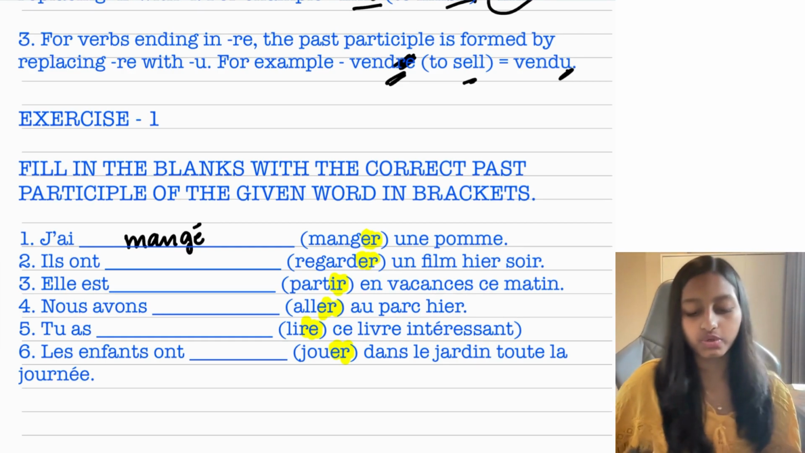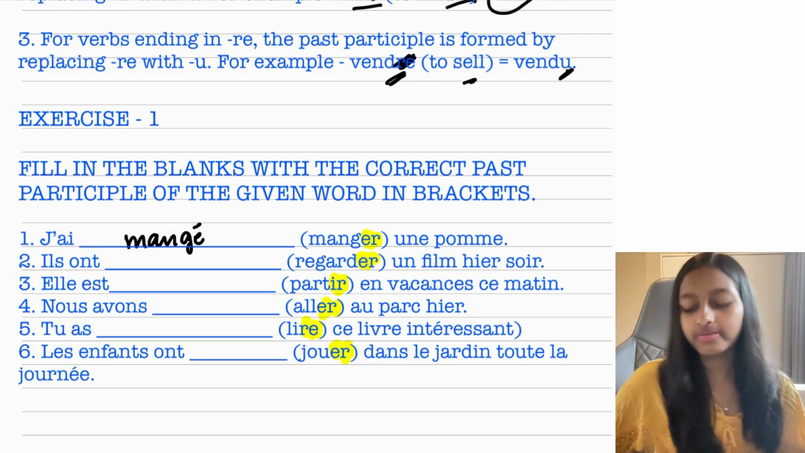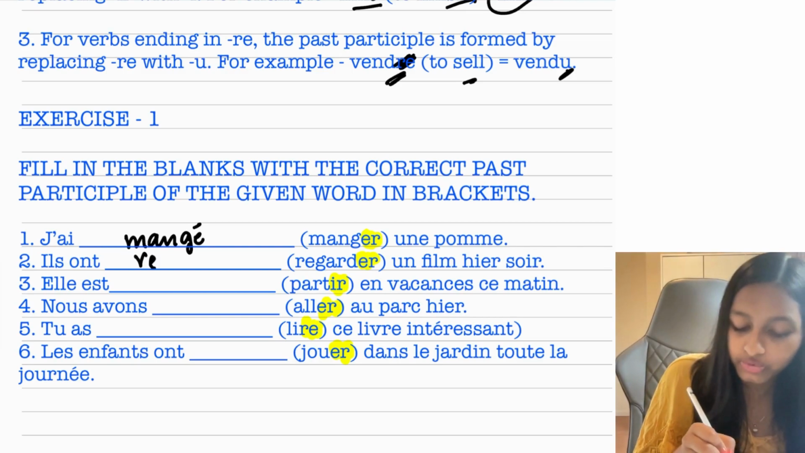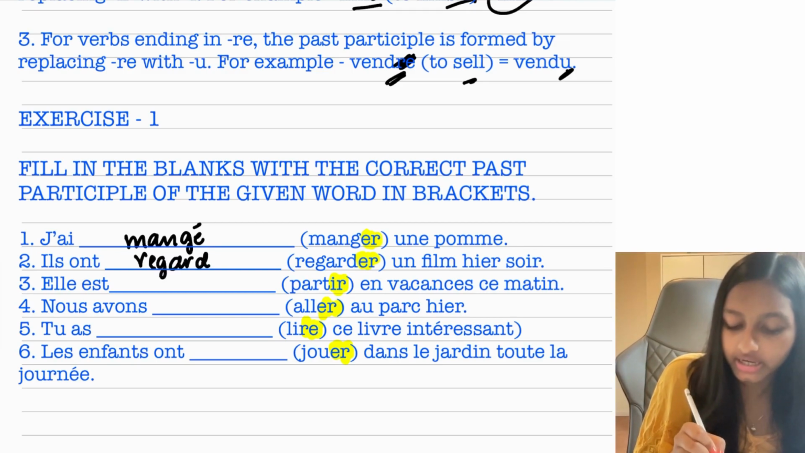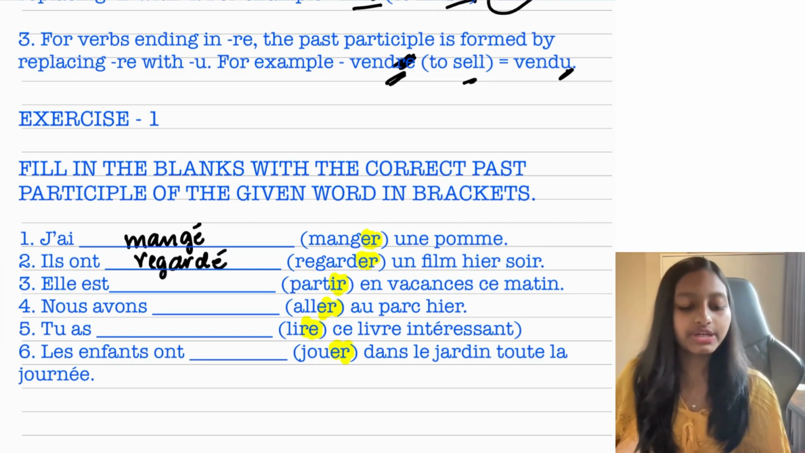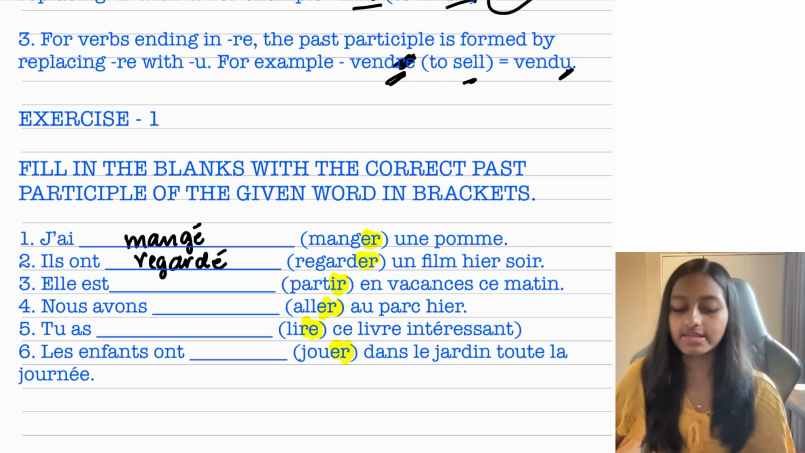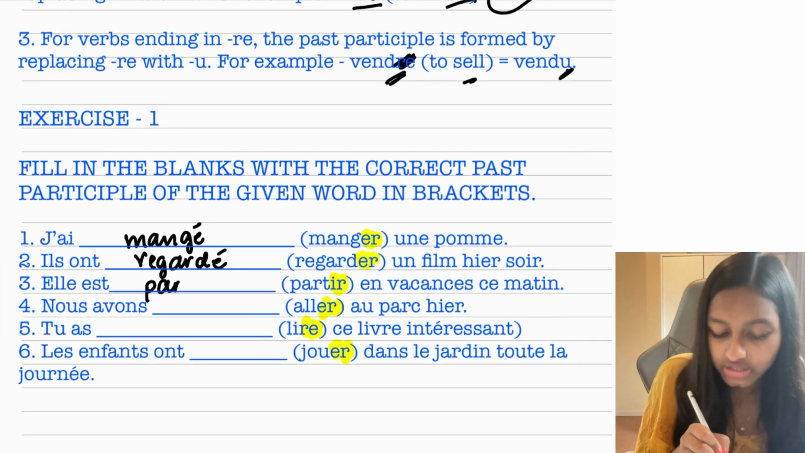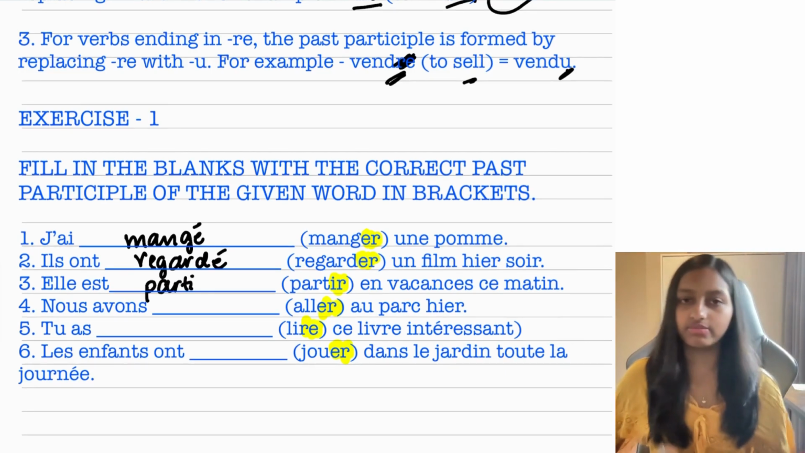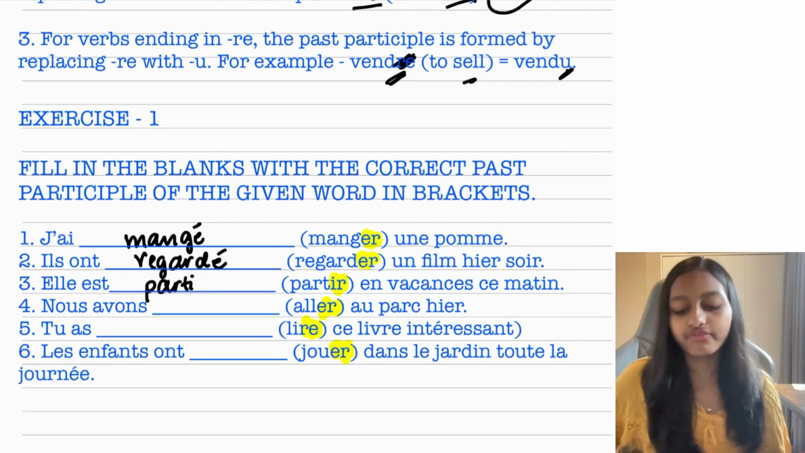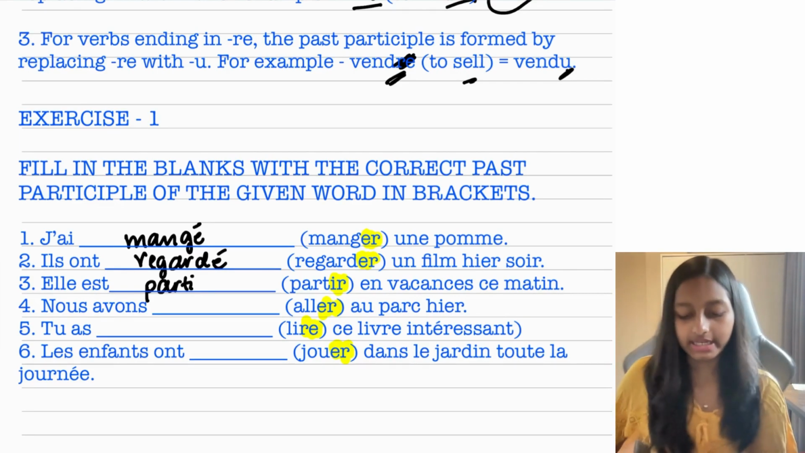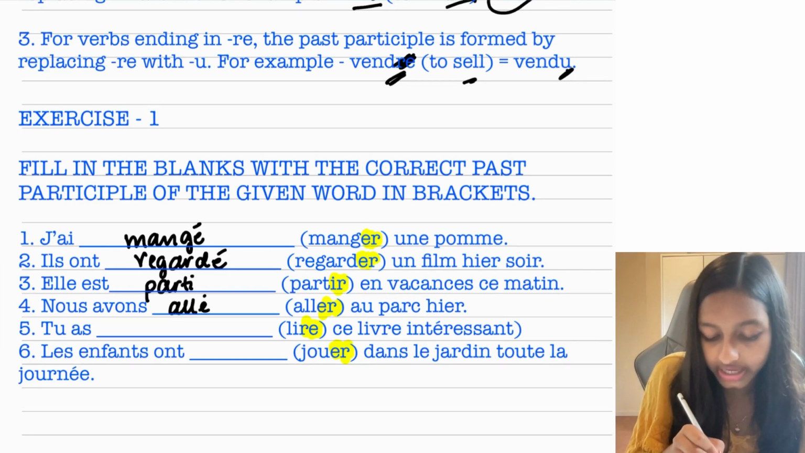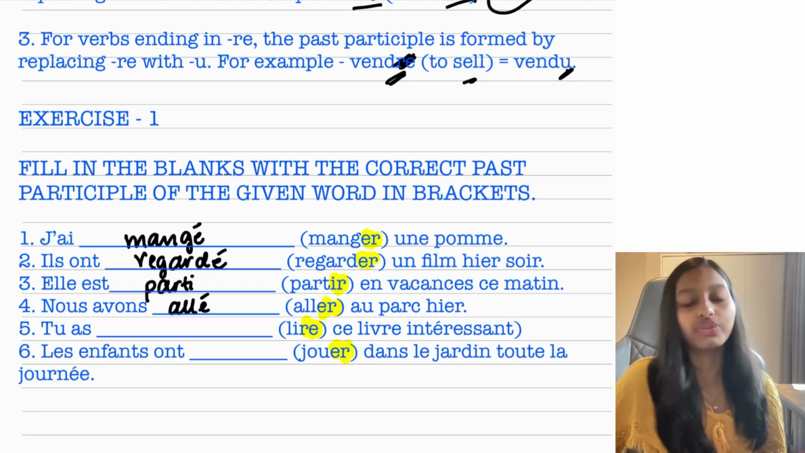Next, we have ils ont dash un film hier soir. Now, we have regarder, so we're going to follow the same rule. Remove the er and add é with an accent. Third, elle est dash en vacances ce matin. We have partir. Partir is ir, so the simple rule is just removing the r at the end. So that's it, we have the past participle now. Nous avons dash au parc here. Aller is er. Thus, we remove the er and we add é with the accent.